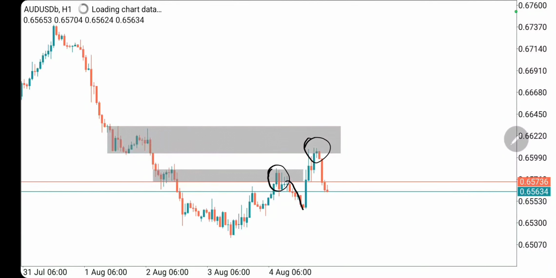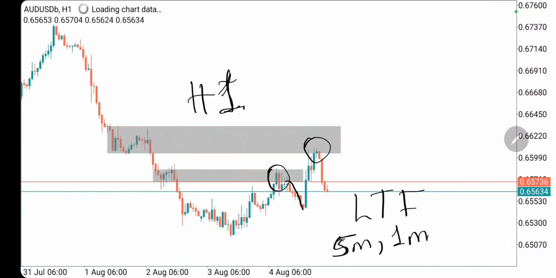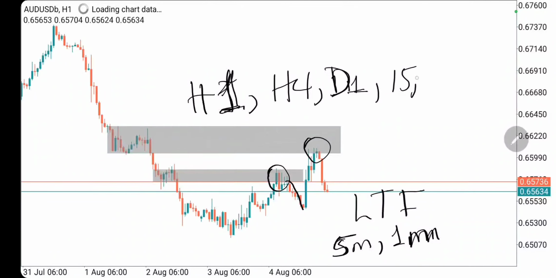These zones, if you go to a lower time frame, because this is a higher time frame, which is the 1 hour time frame. My lower time frame is like 5 minutes or 1 minute. For higher time frame, you are talking about 1 hour, 4 hours, daily. Even sometimes your 15 minutes and 30 minutes could be your higher time frame if you are using your 1 minute time frame as your entry confirmation time frame.